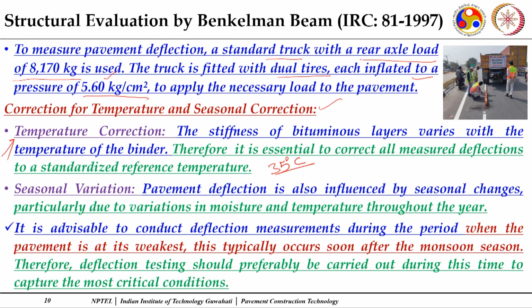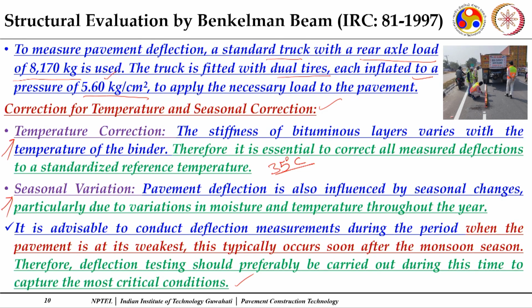Second is the seasonal variation. Now, if I do some measurements during a rainy season, then the pavement may be in a weaker condition. So you may observe higher deflections. So one always prefers to take these deflection measurements when the pavement is in the weakest condition, and that will depend upon certain parameters. So it is advisable to conduct deflection measurements during the period when the pavement is in its weakest condition. It typically occurs soon after the monsoon. Therefore, the deflection testing should preferably be carried out during this time to capture the most critical conditions.